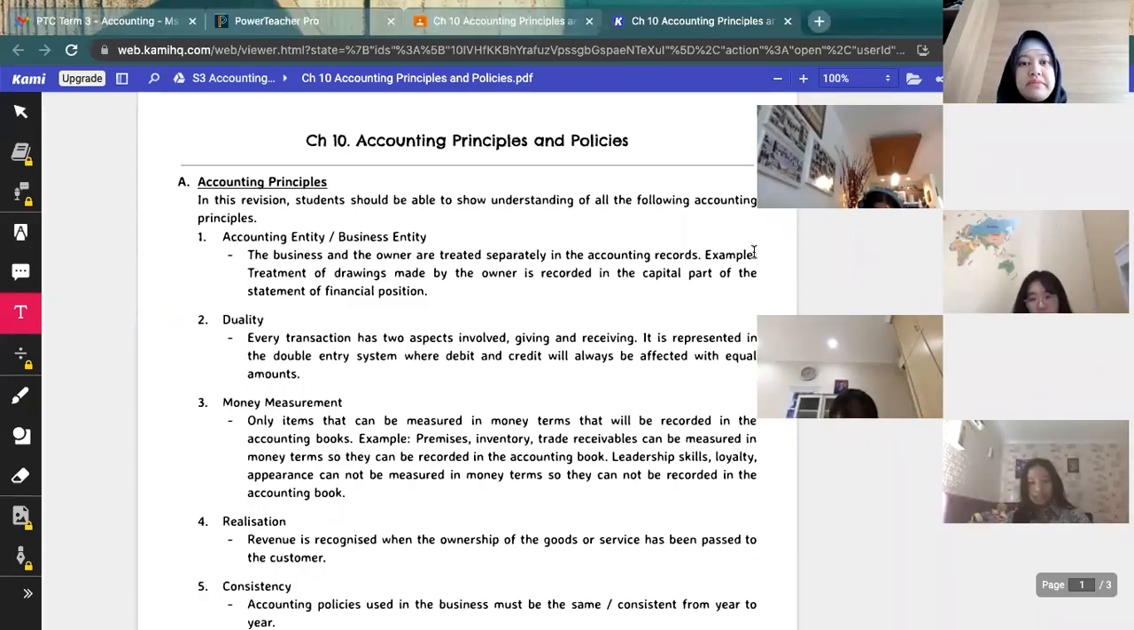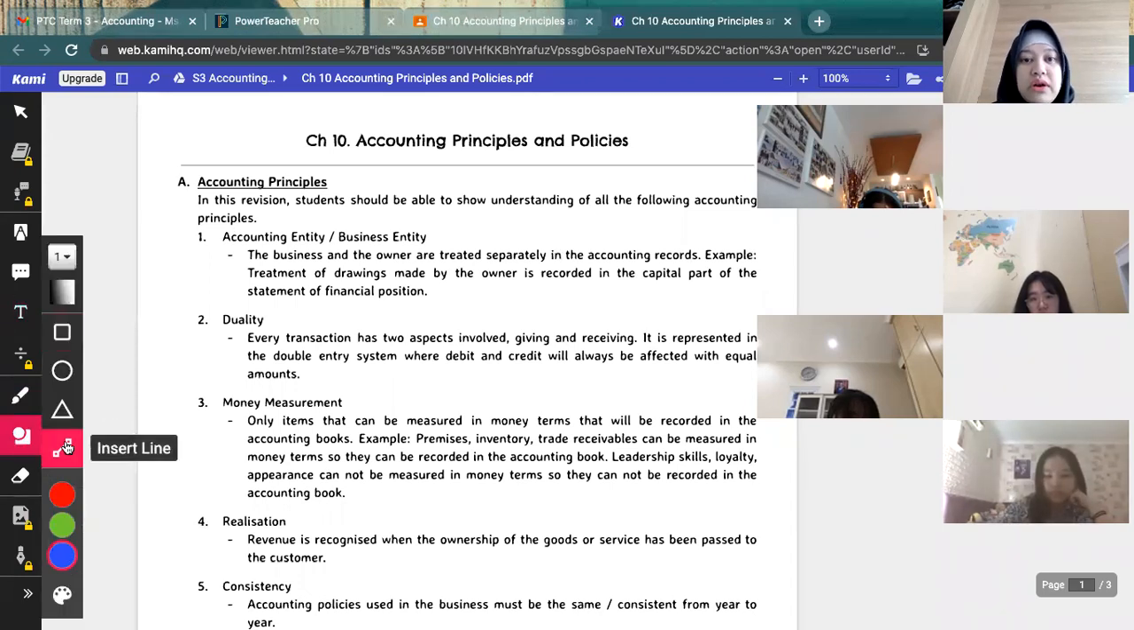Okay, let's start. Chapter 10 is about accounting principles and policies. Now you have to be aware that principles and policies are different. Principles is more about rules on how to record transactions in the accounting books. The policies is more about rules on how to present financial statements.